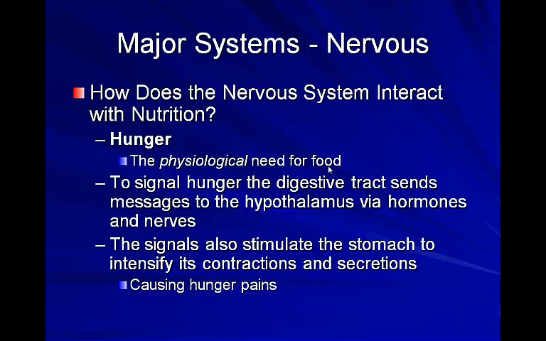to the digestive system to prepare for food or to stimulate you to want to eat. We actually have a part of our brain called the hypothalamus that will work in concert with other hormones and nerves to signal that feeling of hunger.